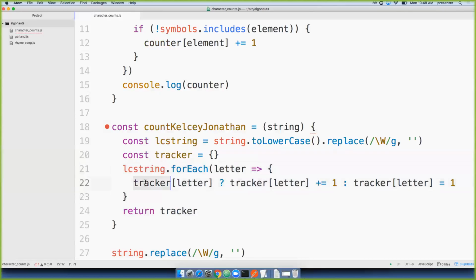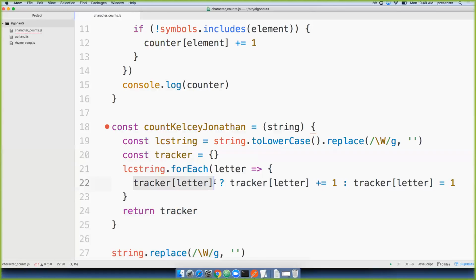Right? But 22, does 22 depend on the number of letters? The only reason 22 would depend on the number of letters is if it depends on the number of letters to determine whether or not tracker letter is undefined. Does it depend on the number of letters to determine whether or not tracker letter is undefined? I don't think so.